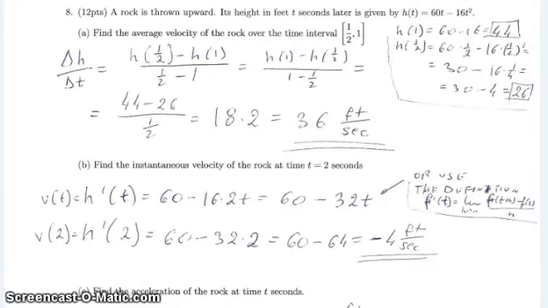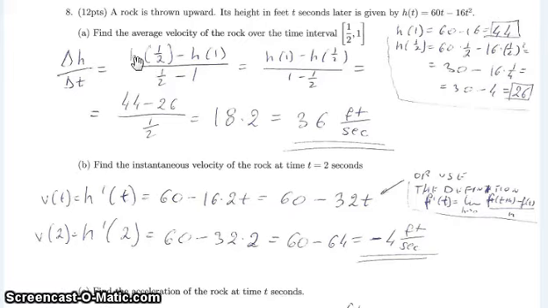So the average velocity is the difference in height divided by the difference in time. So it's h of 1/2, 1/2 being the beginning of the interval, minus h of 1 divided by 1/2 minus 1. Or you could have switched them, so h of 1 minus h of 1/2 divided by 1 minus 1/2. Really doesn't matter which one you use, you get the same answer.